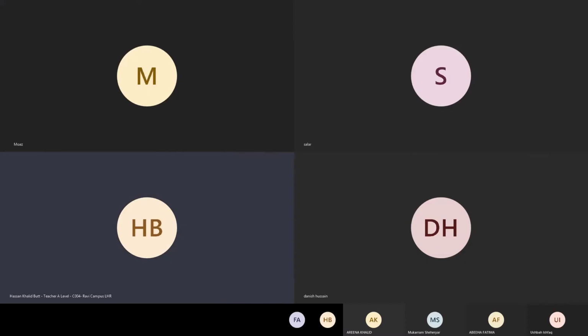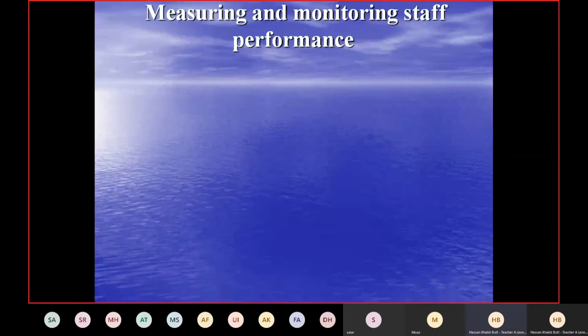All right. So now today's topic is measuring and monitoring staff performance. Now, when we say monitoring staff performance and measuring it as well, obviously you cannot monitor staff performance unless and until you measure it.